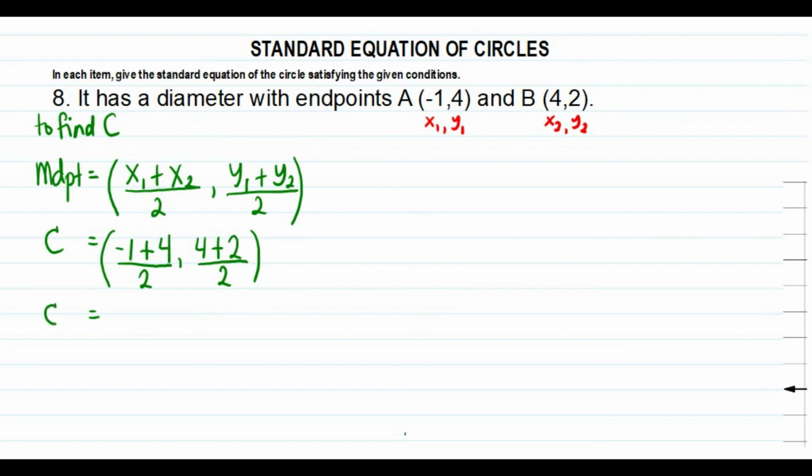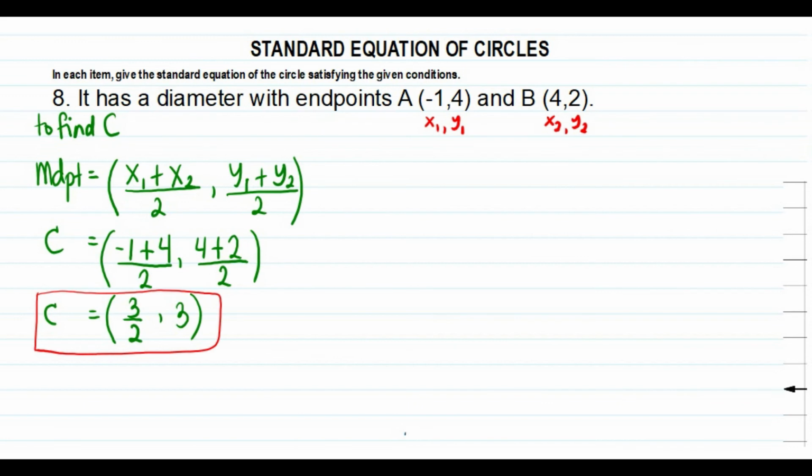So, negative 1 plus 4 divided by 2 is 3 halves. Huwag nyo nang i-decimal kasi points ang kailangan natin is accurate. 4 plus 2 is 6, divided by 2 is 3. Yan. Now, we have the center already. This is the center of the circle.